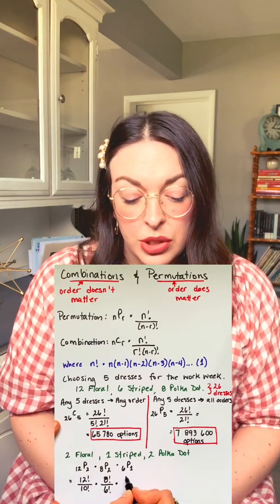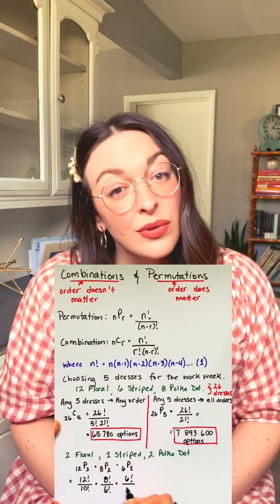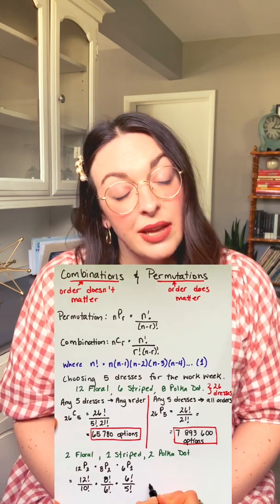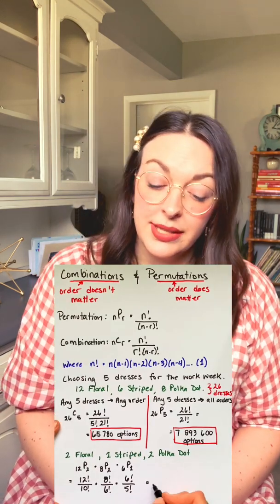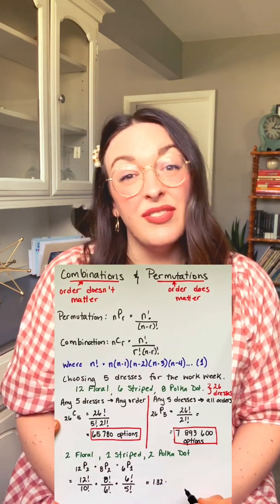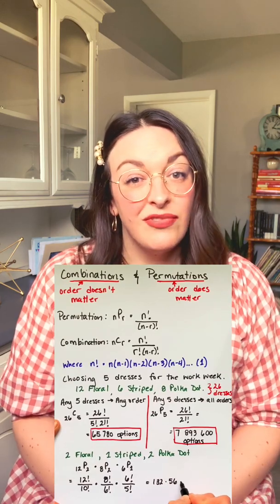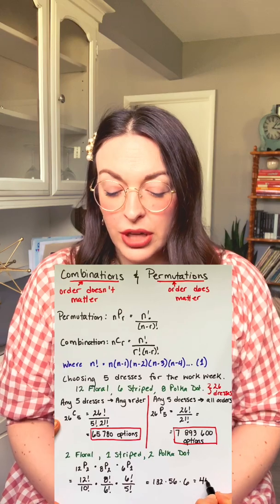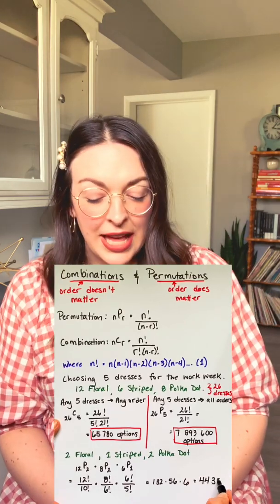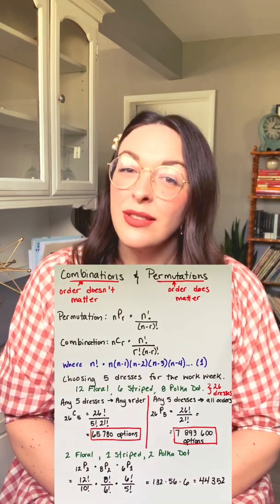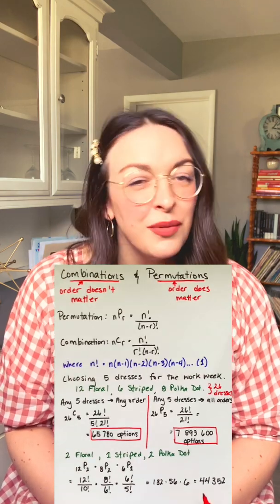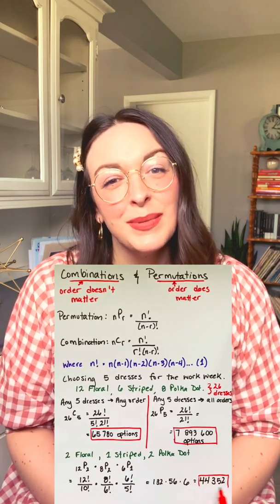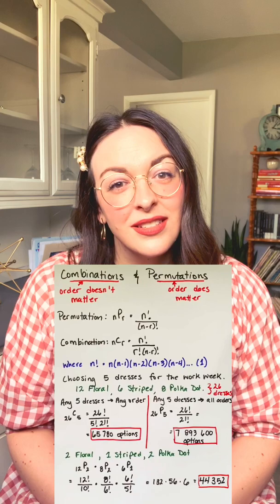So 12 permute 2, that's 12 factorial over 10 factorial. 8 permute 2 is 8 factorial over 6 factorial, and 6 permute 1 is 6 factorial over 5 factorial. And I'm just following the formula. That's 132 times 56 times 6, and I get 44,352 options and ways that I could wear those specific patterns.